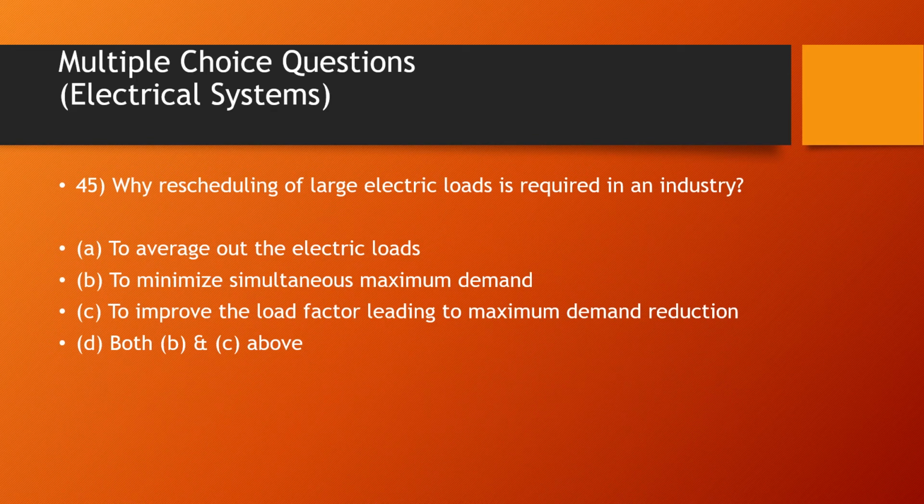Now coming to the next question, why rescheduling of large electric loads is required in an industry? Option A is to average out the electric loads. Option B is to minimize simultaneous maximum demand. Option C is to improve the load factor leading to maximum demand reduction. Option D is both option B and C above. And the answer to this question is option D, that is both B and C above.